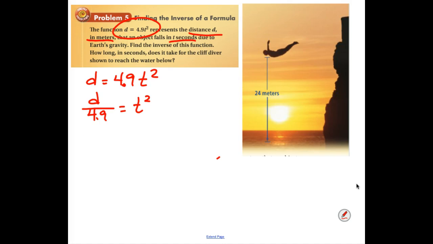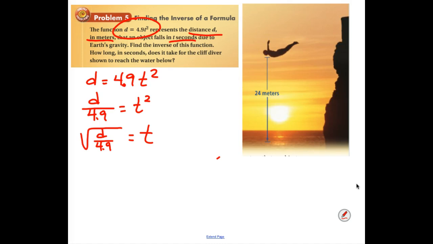And typically when we square root something, what do we have to put in front? We put a plus and minus sign in front, right? Because we want both options. But t stands for time. Can it take this cliff diver negative seconds to get to the water? No. So in this context, we would not put the plus and minus in front. Okay? It's kind of like saying before, we had half a parabola, right? We just get the one part of our square root graph.